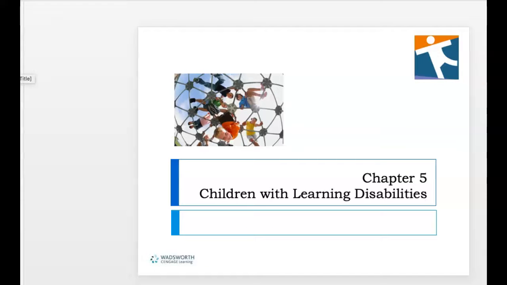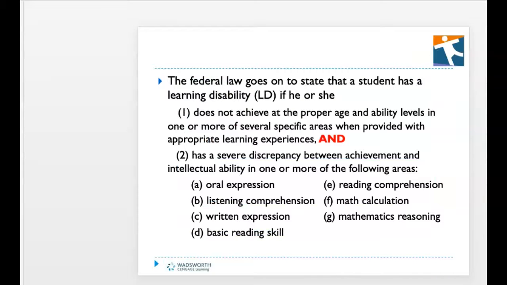Chapter 5, Children with Learning Disabilities. So federal law defines a learning disability as someone who has both of these factors listed here. Number one, the student does not achieve at the proper age level and ability level in one or more of the specific areas listed below, and they have a severe discrepancy between the achievement and intellectual ability in one of these following areas.